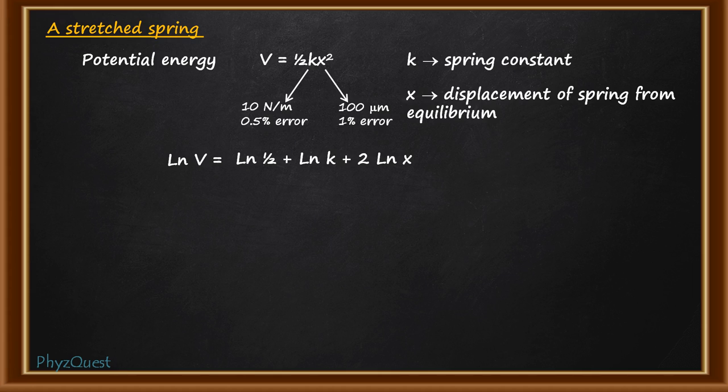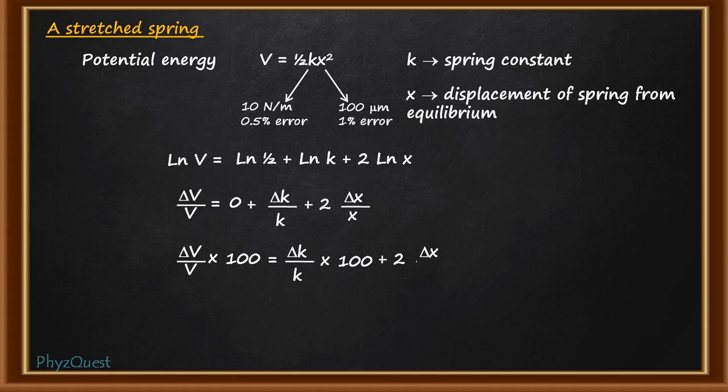Now the next step is the differentiation. When we differentiate it, it will give delta V by V is equal to 0 plus delta k by k plus 2 into delta x by x. The first term is 0 because this is a constant term; when we differentiate it, it will be 0. Next, to calculate the percentage error, we have to multiply with 100. So delta V by V into 100 is equal to delta k by k into 100 plus 2 delta x by x into 100.